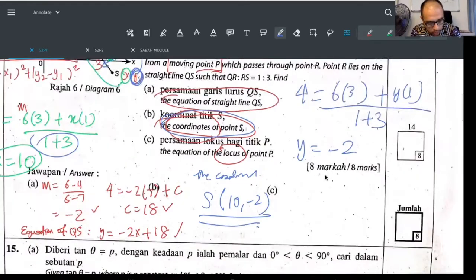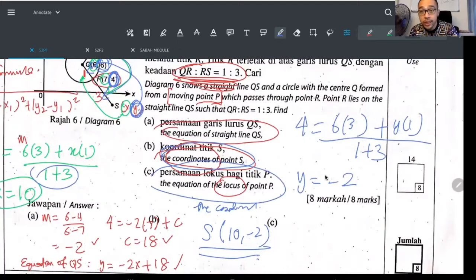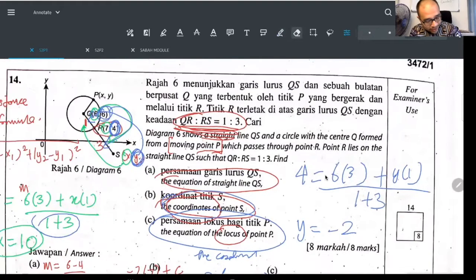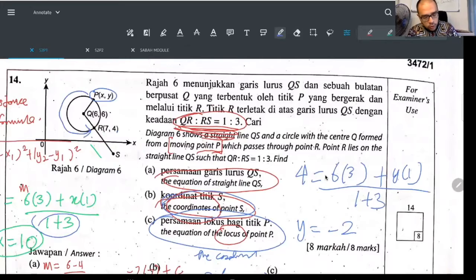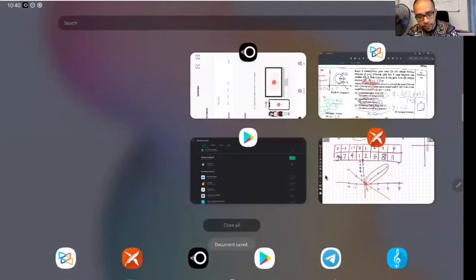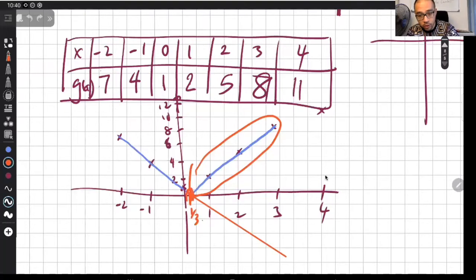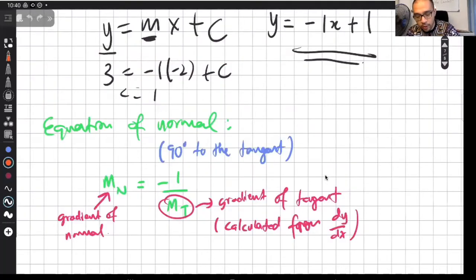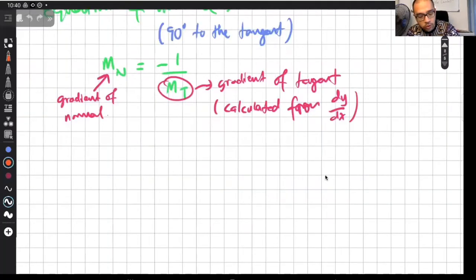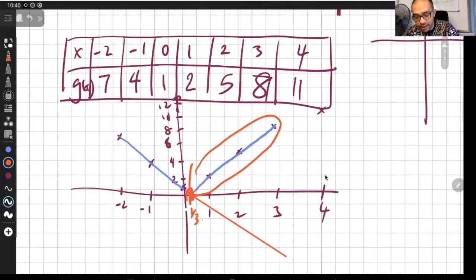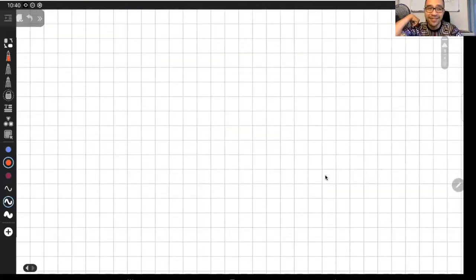Okay, all right, last one. Equation of the locus P. Okay, sorry, let me rub this off first. Locus P is a circle. Okay, so this is the moving point. You know what? Let's do a short recap on the locus first. Okay, we need to talk about the locus. Now whenever we come to this one, I need to warn you that suddenly something will disappear, but see what happens.